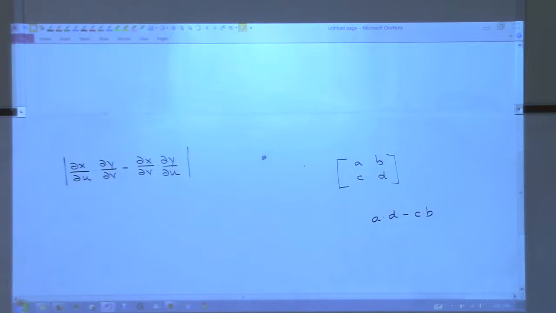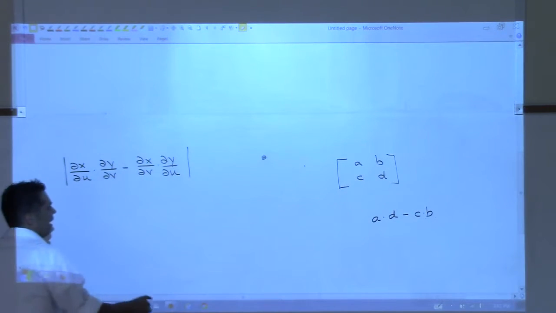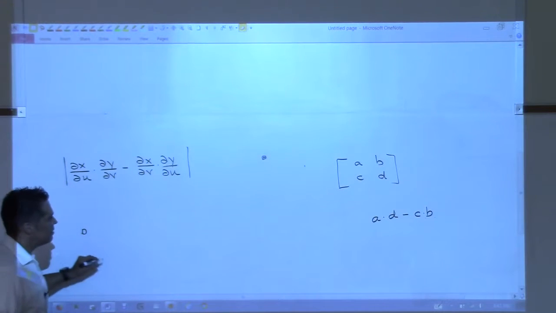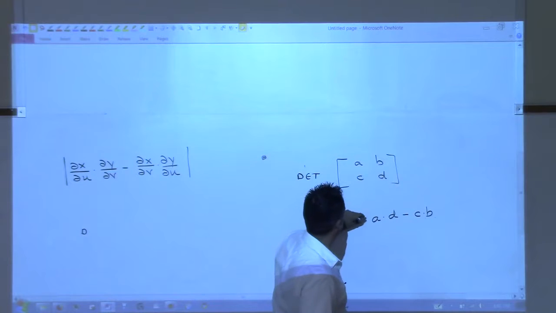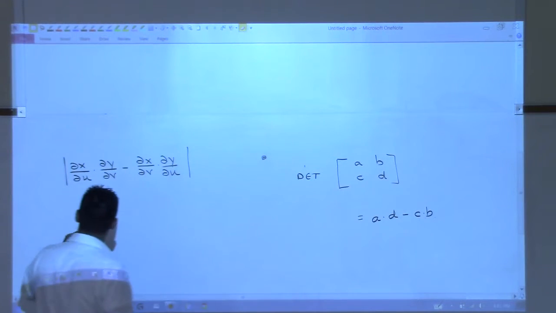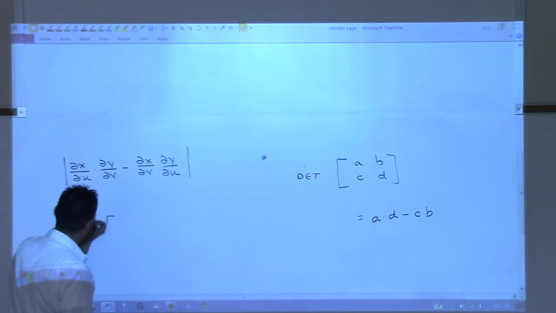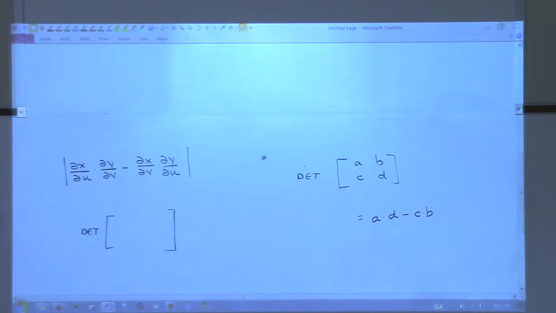Okay. Let's see if we can rewrite this as a determinant. The determinant of that matrix is this, right? The determinant of that matrix is this. Can you rewrite this as the determinant of a matrix? Yeah. How?